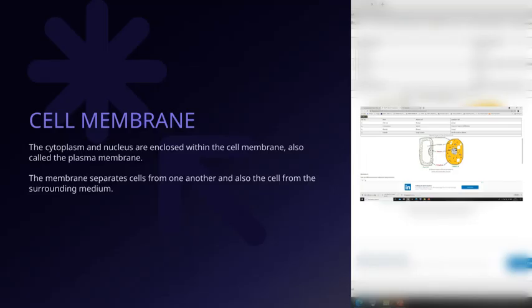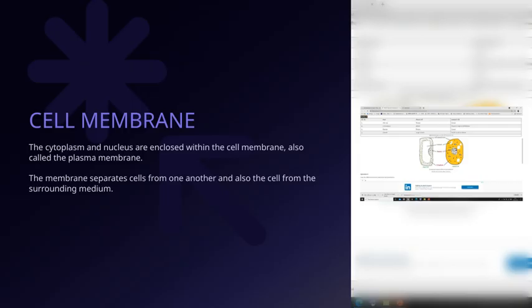Let's take a closer look at the cell membrane. The cytoplasm and nucleus are actually enclosed within this structure, which is also called the plasma membrane. Think of it as a flexible barrier that surrounds the cell's insides. Its main job is to separate the cell from its environment, creating a distinct boundary.